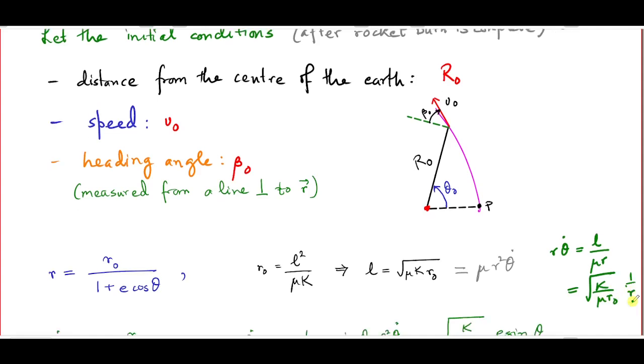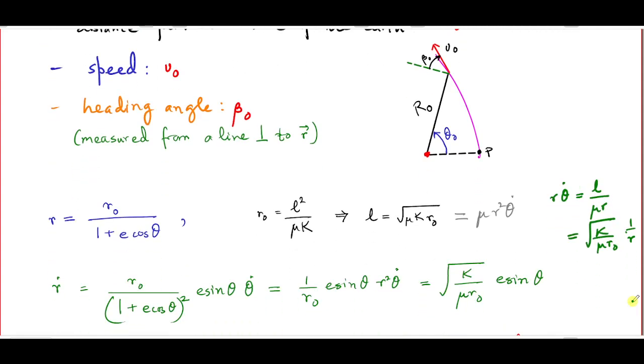Now, the radial component of the velocity is r dot, and so if I differentiate this expression with respect to time, what I get is minus r0 over (1 plus e cosine theta) whole square into minus e sine theta theta dot. So this is the final expression. But this can be simplified considerably by realizing that this quantity, apart from a factor of r0, is just r square. So you can rewrite this as 1 over r0 e sine theta into r square theta dot.